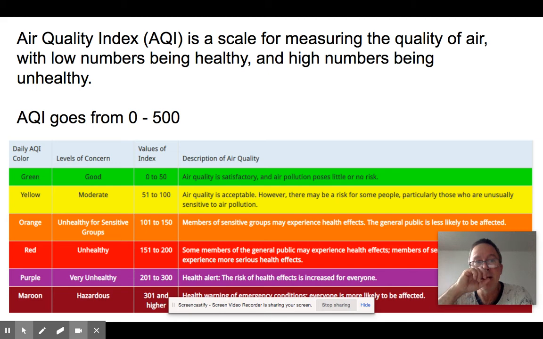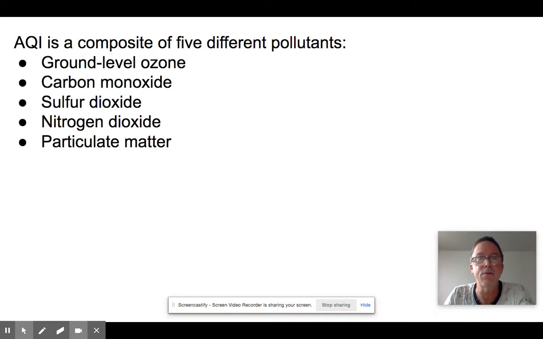So here we go. AQI, the air quality index, is a scale for measuring the quality of air, with low numbers near zero being healthy and high numbers up to 500 or even more being bad, or even hazardous. But these are arbitrary numbers that are based on how it affects people's health, not necessarily on concentrations, because it varies from pollutant to pollutant.